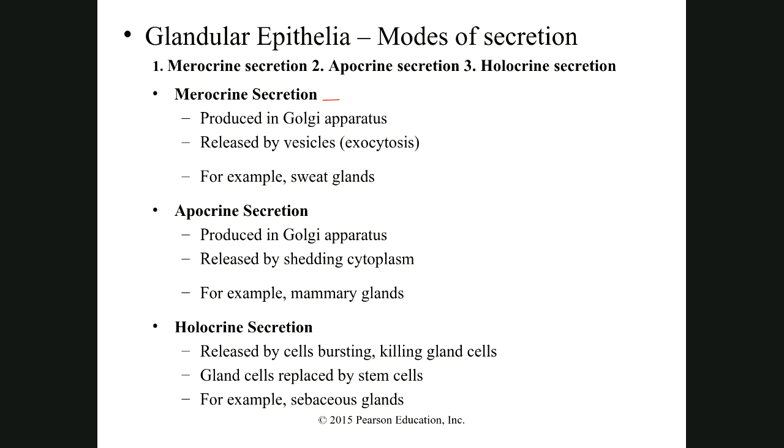Okay, so this is more watery, if you will. It's known as the merocrine gland. And the merocrine gland, a good example is the sweat gland. Apocrine gland is a type of secretion where the secretion would have a part of the cell, okay? Pieces of the cells. That's known as the apocrine. And a good example of the apocrine is the mammary gland.